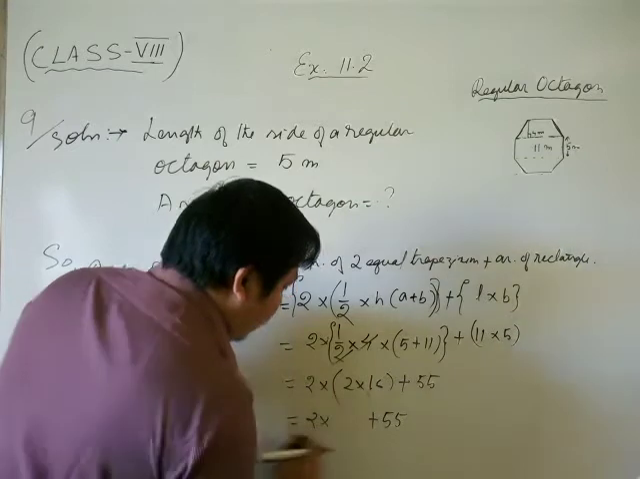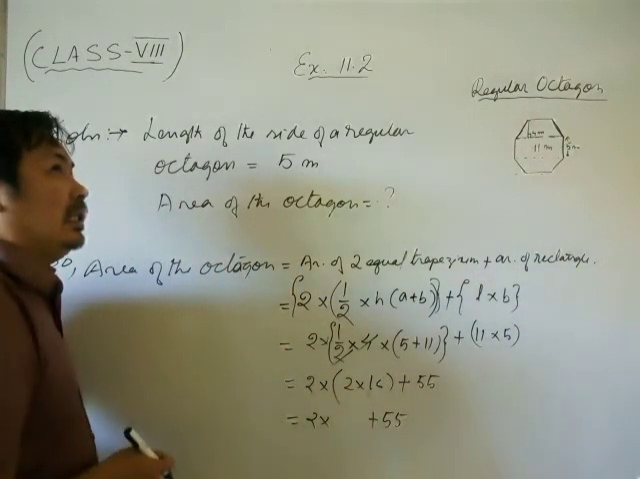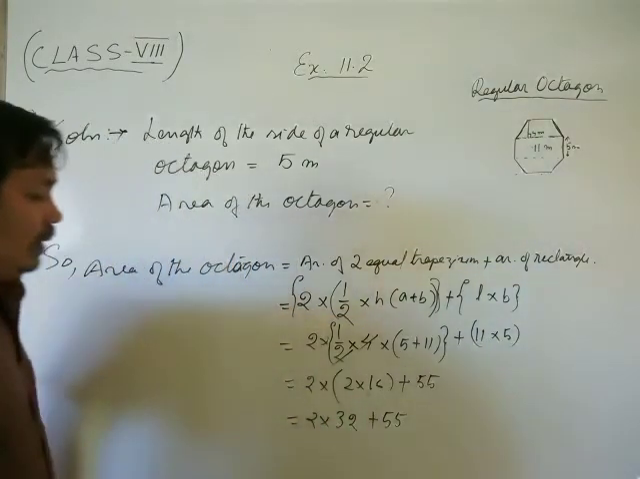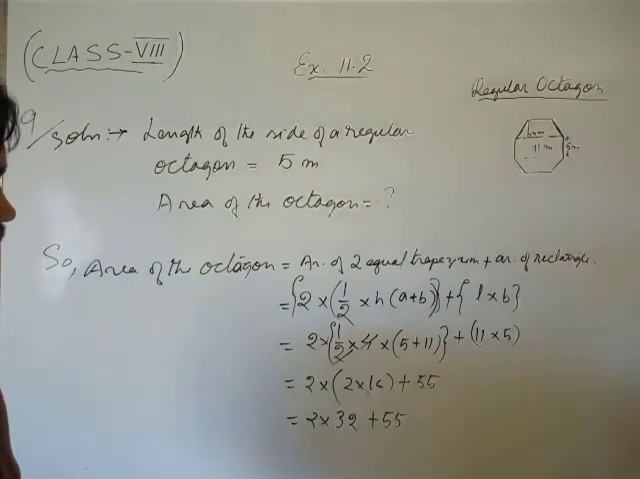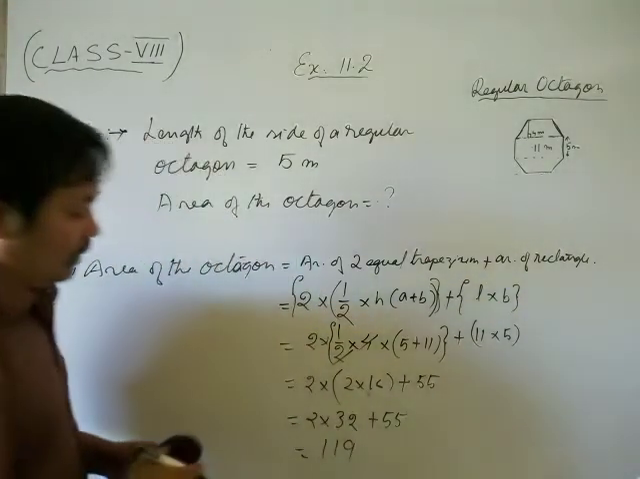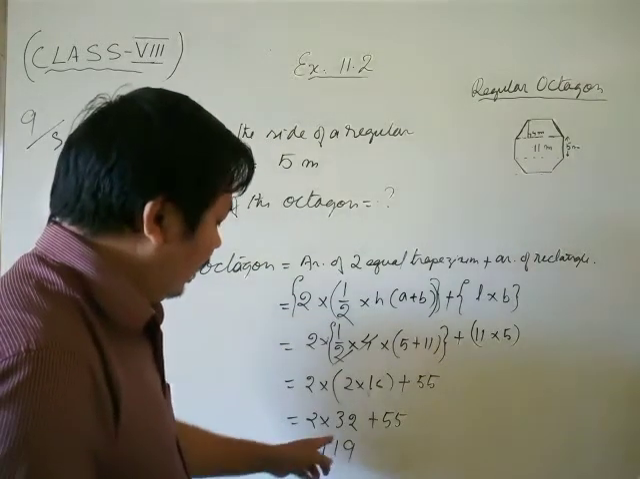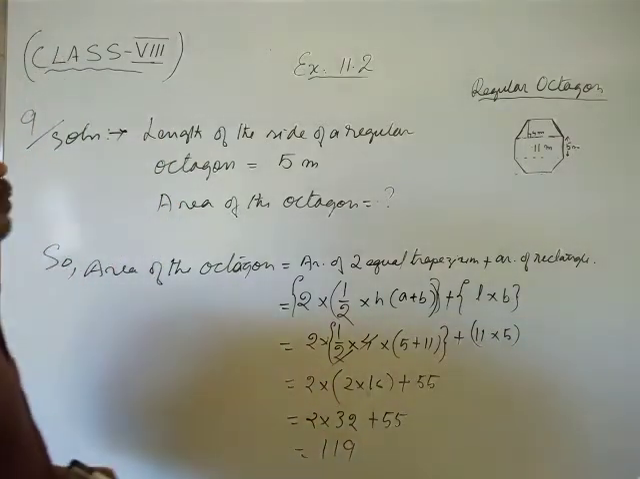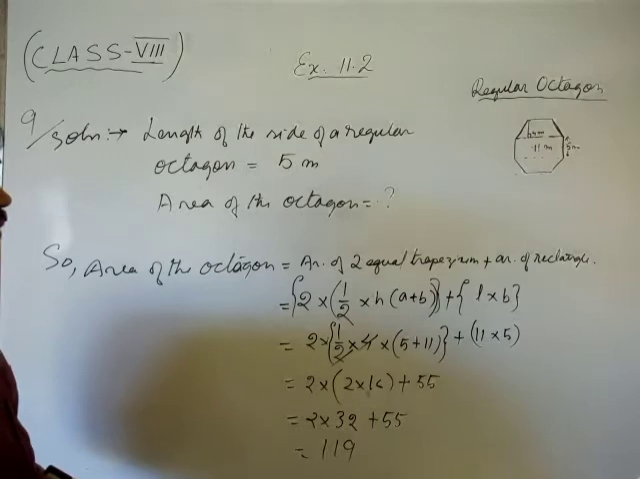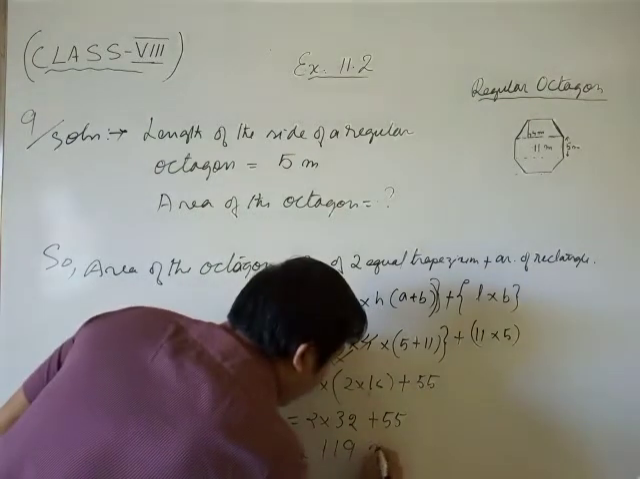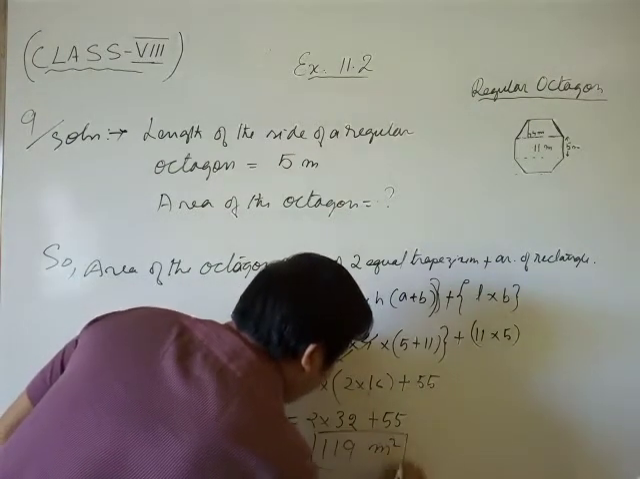Okay, so here 2 into 16 means 32. So 2 into 32 how much? You are getting here 64. So 64, you get 64 here, isn't it? 64 plus 55 means 119. Yes, correct, 119. So 119 meters square is the answer for the question.